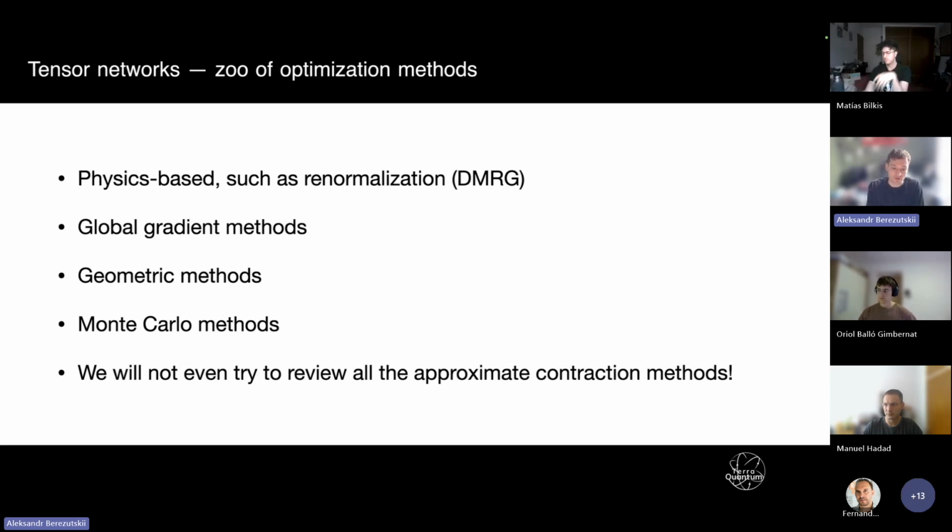But generally, if you need to tweak the tensor elements, there are some physics-based methods. Then there's also a simple machine learning method, if you will: the gradient methods. There are also some geometric methods, which is usually also optimization, but for example, optimization on the manifold of unitary matrices. And you can also do Monte Carlo sampling with these models. So just to sum up, this is a bunch of very, very powerful computational methods coming from physics from the 90s.